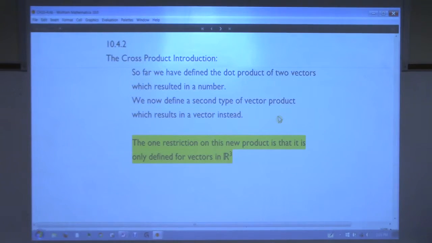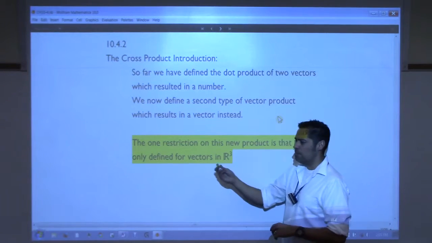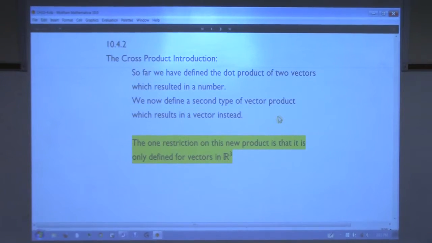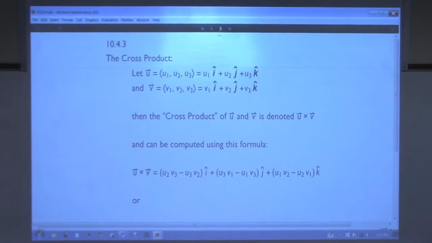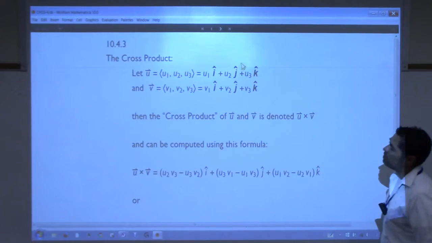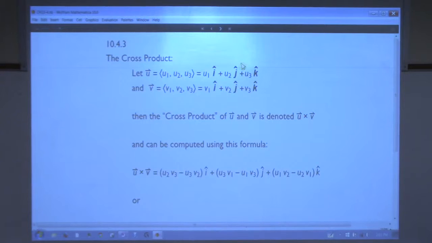The one restriction for this new product, this cross product, is that your vectors must be in 3-dimensional space. They have to be in R3 in order to do a cross product. Now you might say, well, that sucks. What do you do in R2? We do have a workaround, okay? We do have a way of getting around it if we're in R2. But for now, let's just assume that your vectors are in R3.